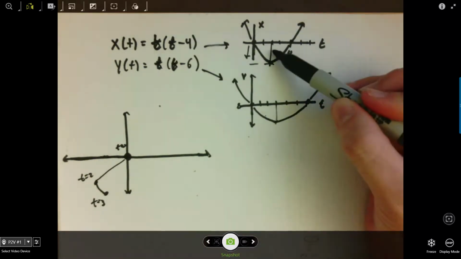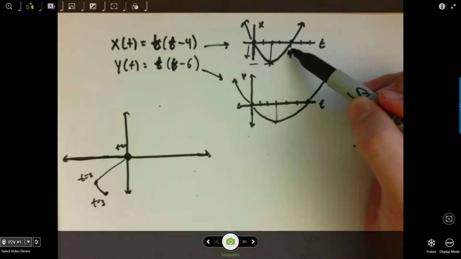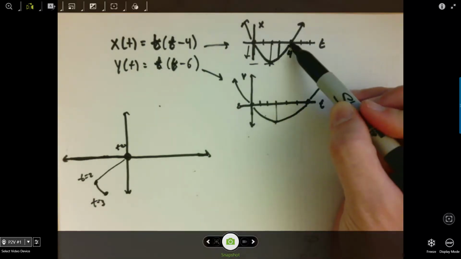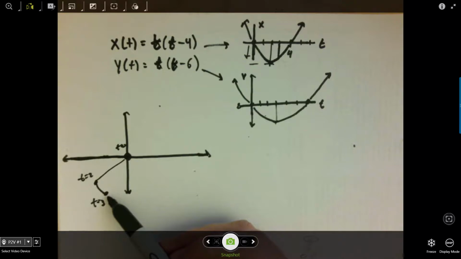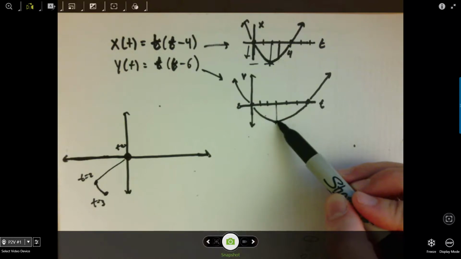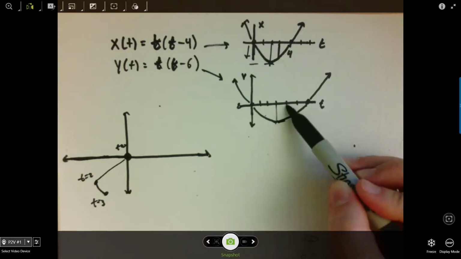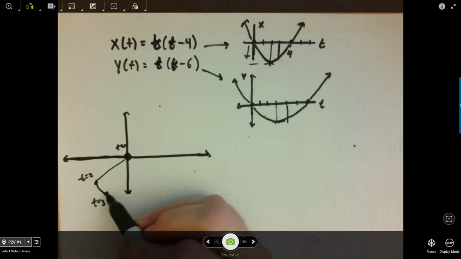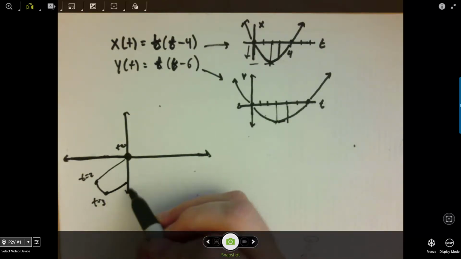Now as time goes from 3 up to 4, the x-coordinates are going to continue to increase until they hit 0 again. So the x-coordinates are going to continue to go until we hit the axis. Meanwhile, the y-coordinates are starting to increase, but they're still negative. So I'm sort of headed back this way.